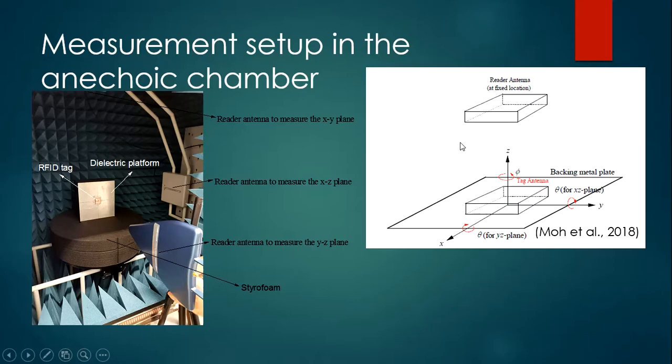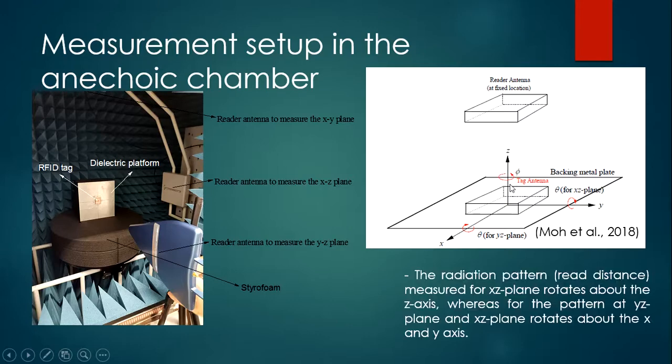Why do we want to measure these three planes? Because we cannot measure the exact 3D radiation pattern. Instead, we measure these three plane patterns to approximate a 3D radiation pattern. So this is the description which I've already mentioned just now.